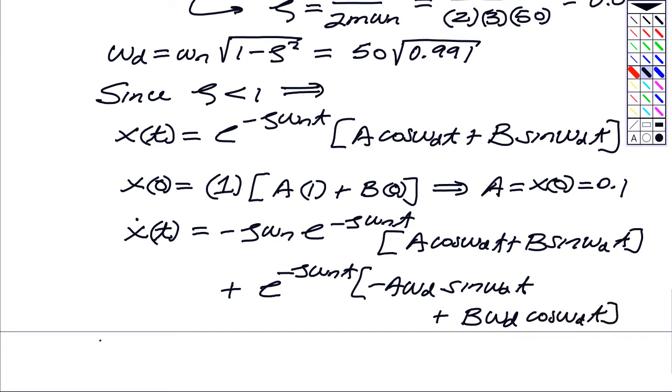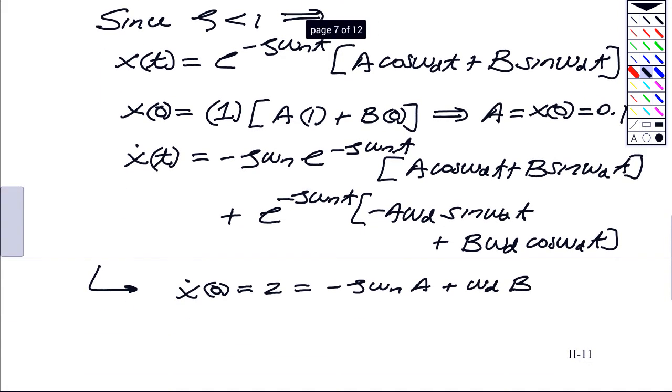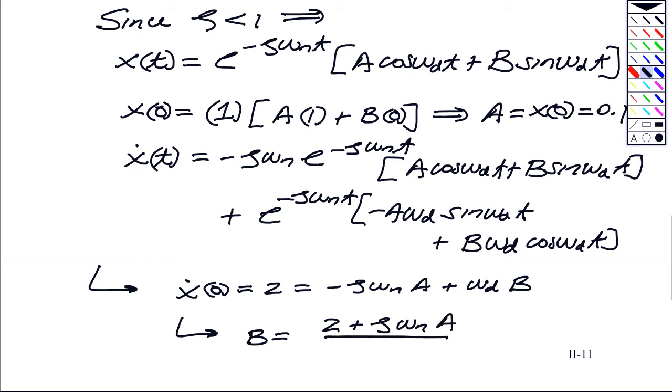So from this, we see that the initial value for x dot, which is given, on the right-hand side, we simply have minus zeta omega n A, plus omega d times B. So from this, we have that B is equal to the initial velocity plus zeta, which we just found, omega n, times A, which we just found, over omega d, which we just found. So we now know B.